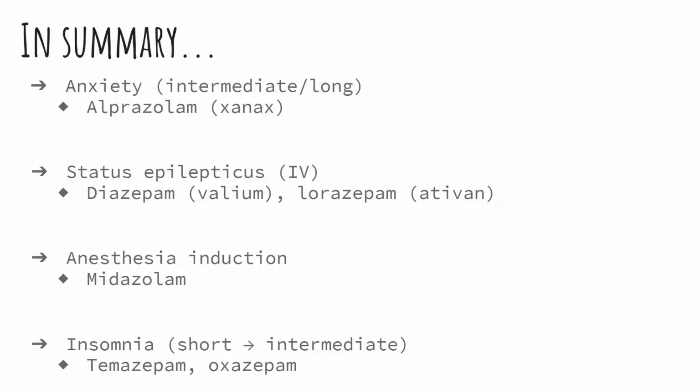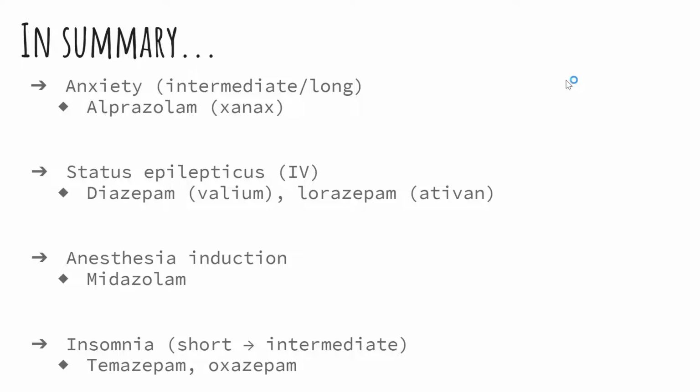So, in summary, going over the drugs that we just had, for anxiety, we prefer to use intermediate to long-acting drugs. One example is alprazolam or Xanax. This is a very common anxiolytic drug, and it's an intermediate-acting benzodiazepine.